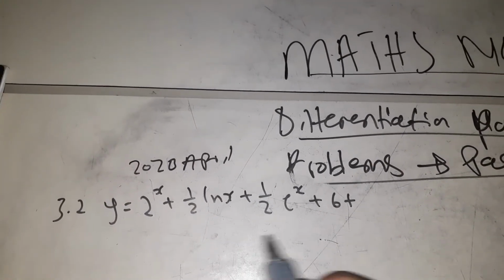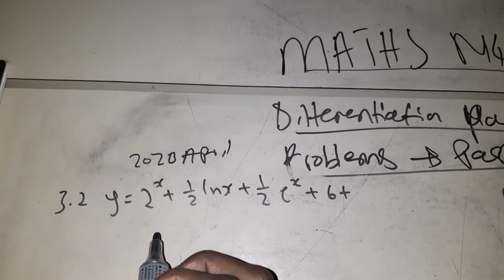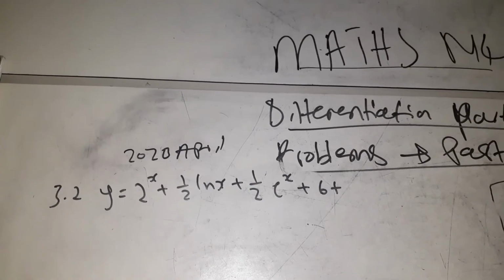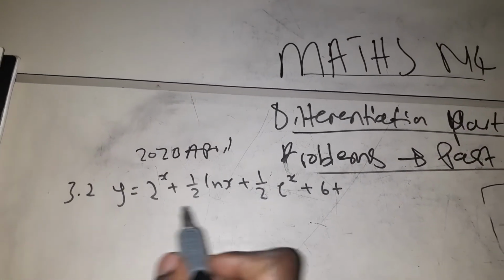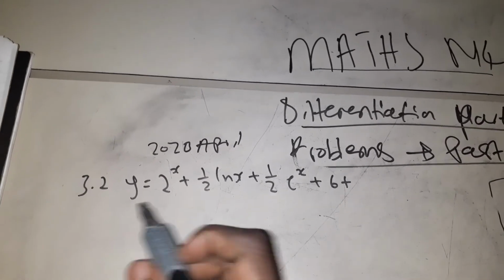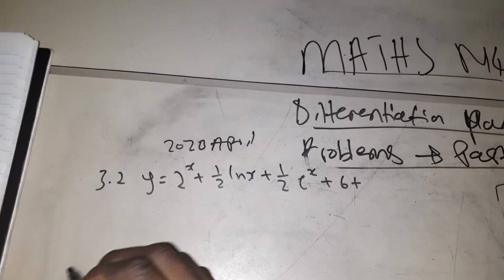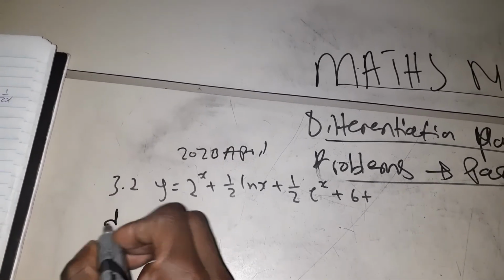Our third question was written in 2020 April. You are asked to differentiate in terms of x. They never said use the quotient rule. So remember that rule I told you. If we analyze, remember I said you must analyze and simplify. But if you look at this question, it's straightforward. There's nothing that needs to be simplified here. Everything is in standard form, meaning that there's no fraction. Everything is just normal.